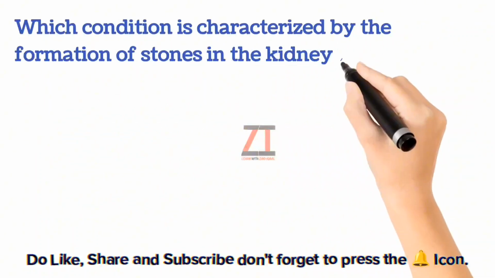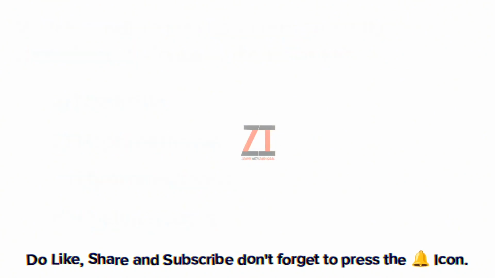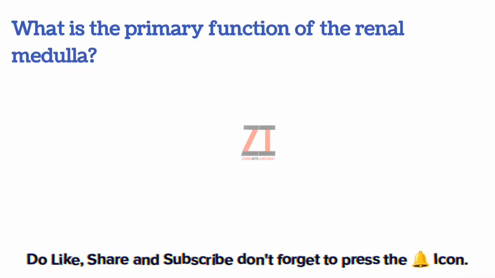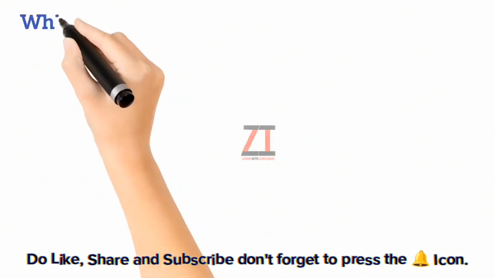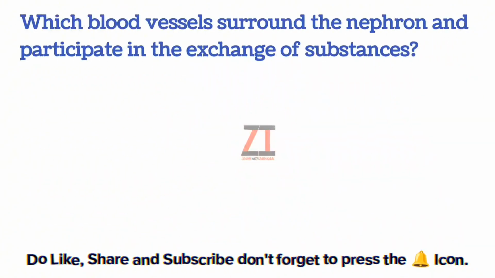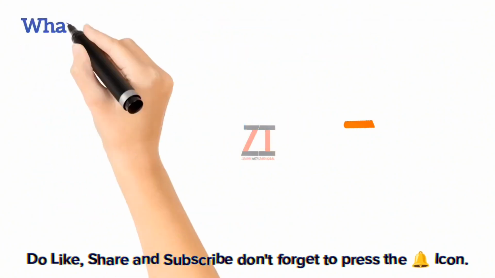Which condition is characterized by the formation of stones in the kidney? Right answer is option B, nephrolithiasis. What is the primary function of the renal medulla? Right answer is option C, concentration of urine. Which blood vessels surround the nephron and participate in the exchange of substances? Right answer is option B, peritubular capillaries.